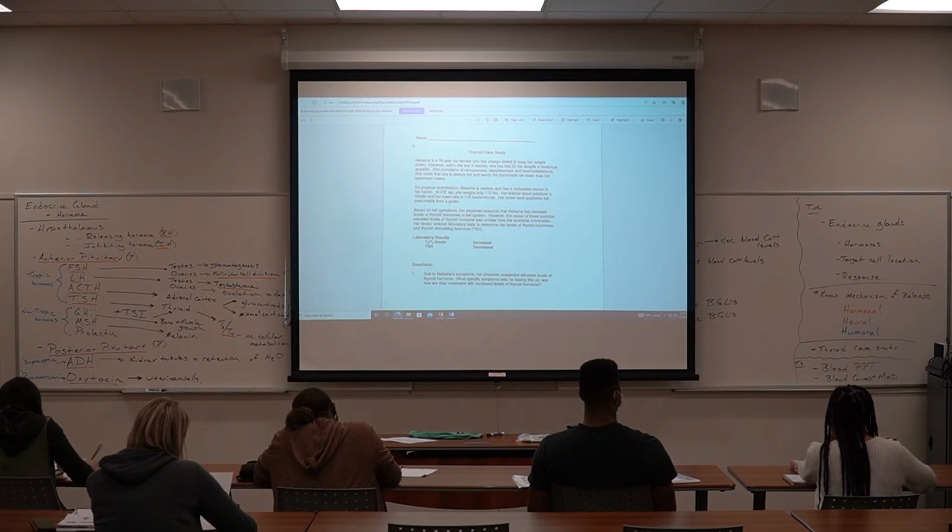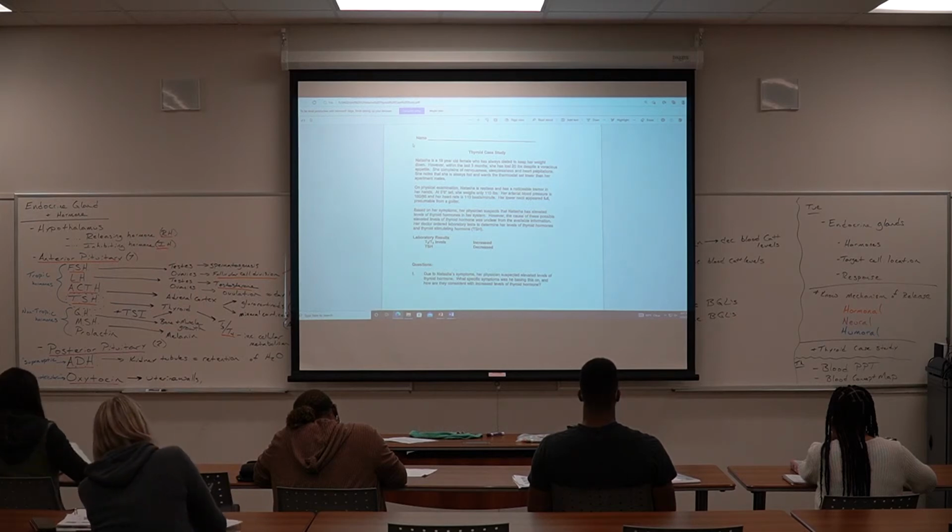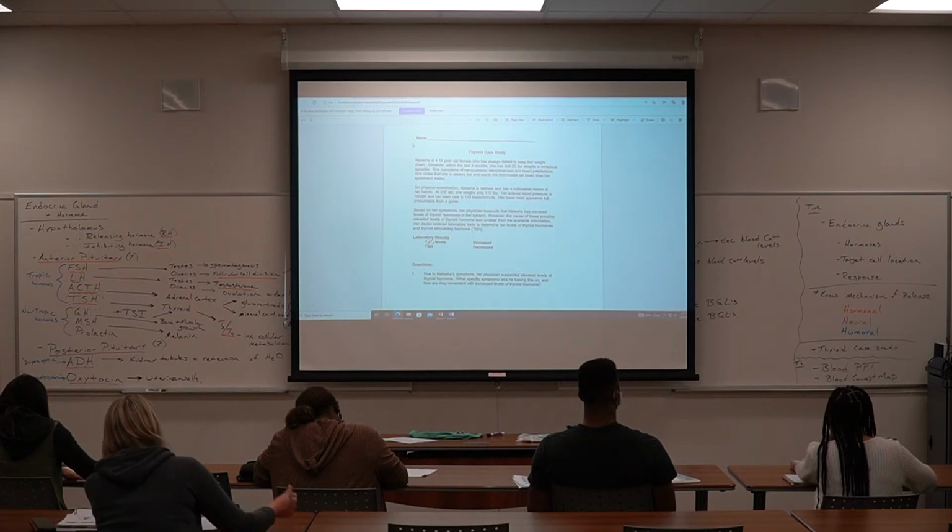It says she's about 5'8". She weighs about 110 pounds. Her arterial blood pressure is 160/85, so that's high. And her heart rate is 110 beats per minute when normal is around 76 beats per minute. Her lower neck appears full, presumably from a goiter. Remember, those were the little lumps that we saw on the anterior part of the neck, indicating that there is an overstimulation of the thyroid gland.